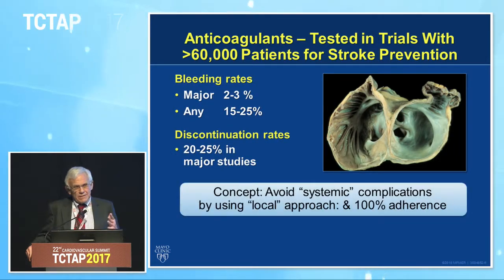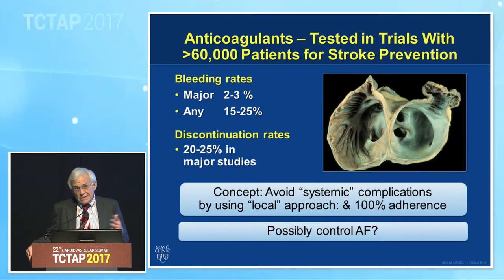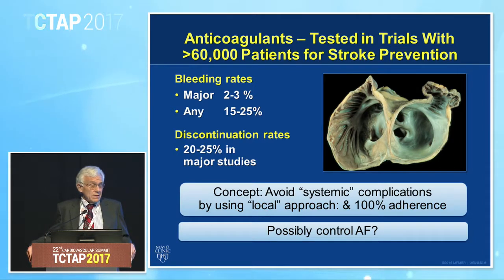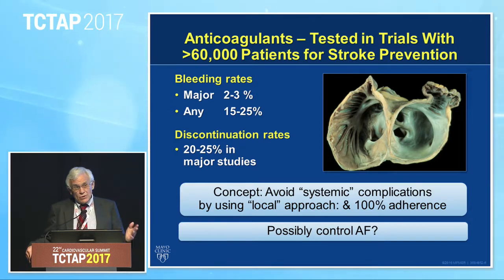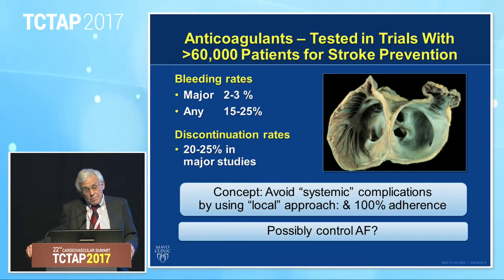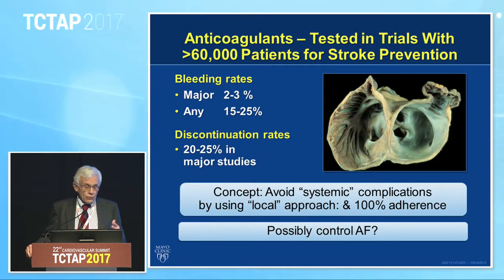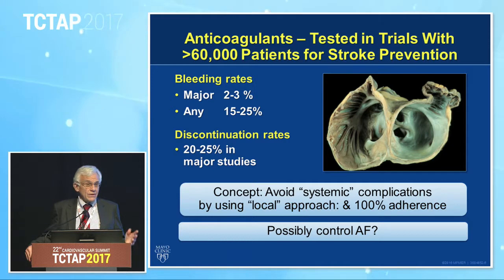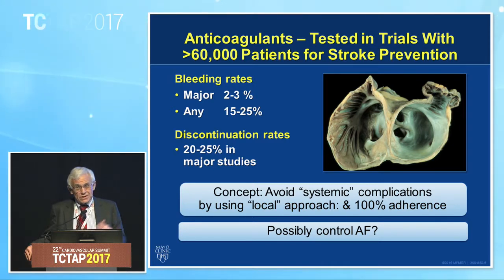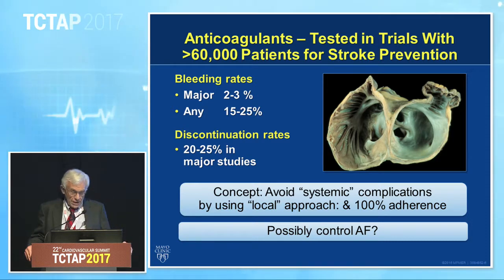You might say we have solved that already. You might say we've got anticoagulation that has been used and tested in about 100,000 patients. So why would you need something ideal to treat the left atrial appendage if you already have anticoagulation? The issue is that the bleeding rates are not inconsequential. Major bleeding is 2 to 3%, discontinuation rates are 20 to 25%, and any bleeding is 15 to 25%. Whether you use the PRECISE score or any other score, bleeding is an inherent complication of anticoagulation.